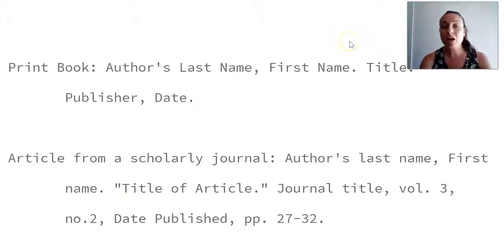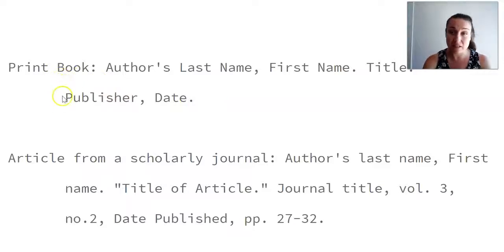So these are sample works cited entries. If it's a print book, you have the author's last name and first name. In general, you start with the author's last name and first name and then the title of the work. So print book, author's last name, first name, then the title, right? We know that if it's a longer work like a novel or a book, it needs to be in italics. We have the publisher and the date and then a period.